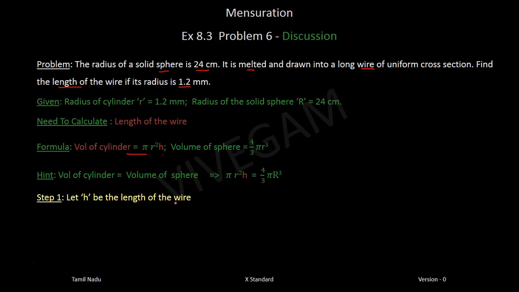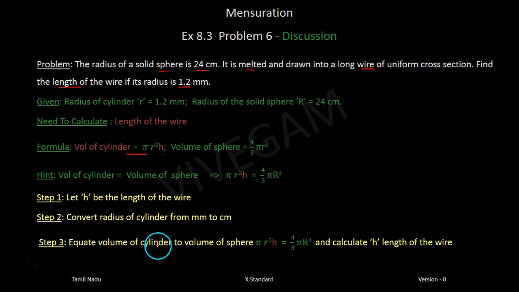Let's assume that. Next, that is a very important step. Convert the radius of the cylinder, basically the wire, from mm to centimeter. See, the sphere is given as 24 centimeter and the radius of the wire is very thin, that's why it is given in mm. So, for consistency, you have to convert this to centimeter. This is very important. If you miss this, the problem will go wrong. That is why I have made it a separate step.